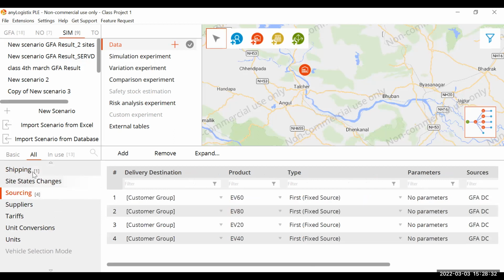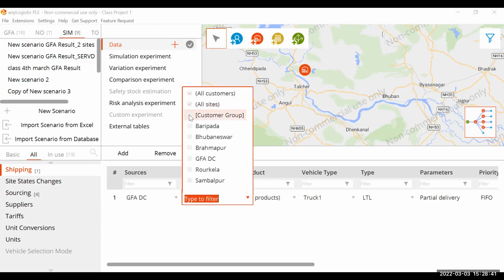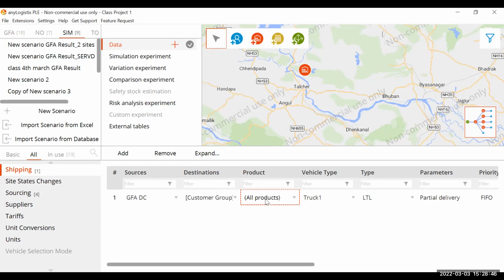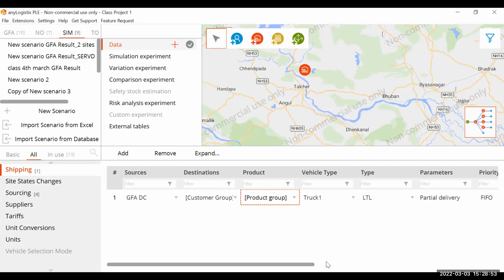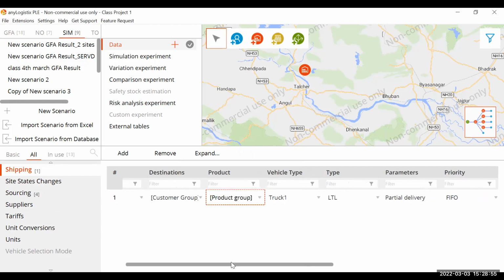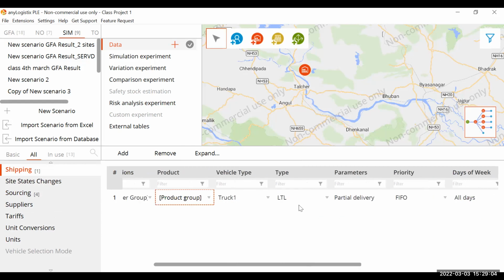Sourcing, then shipping. Okay, so shipping, how are we going to define it? Our source is GFADC, destination is customer group, right? Products, all products. I have created a product group, right? Then vehicle type, truck one. So what I'm saying is how shipping is being considered: from GFADC source to the destination customer group, different products, right? Vehicle type is truck one.